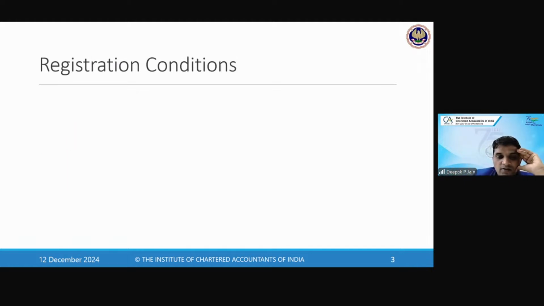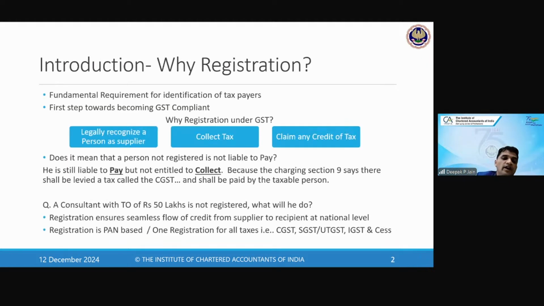What is the point of registration? Registration ensures seamless flow of credit, right? GST ka backbone is the credit itself, correct? Input tax credit is the backbone. This credit has to be passed on, because unless you're the end consumer, the GST input tax credit chain has to continue. If that chain has to continue, then one person has to supply to another person, who has to supply to another, and taxes also have to flow in. Once the taxes flow in, only then it will be beneficial.